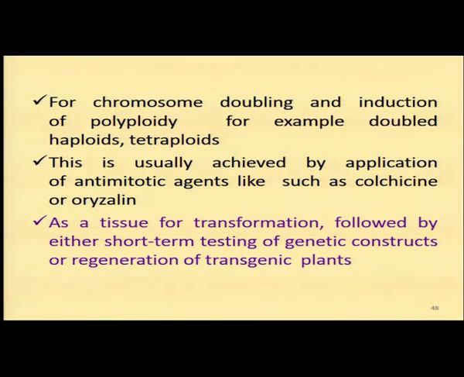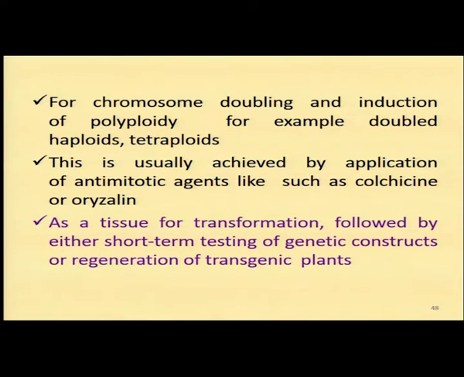For chromosome doubling and induction of polyploidy, for example, for doubled haploids and tetraploids: normal cultivated plants are actually polyploids, most of them. This is a feature which is normally seen only in the plant kingdom. When you consider Animalia, when you consider humans, for us, normal is diploid. In the gametes, it becomes haploid. The zygote is again diploid. Polyploidy is an aberration, usually distinct by physical characteristics. There would be associated disease symptoms like Down's syndrome aberrations.